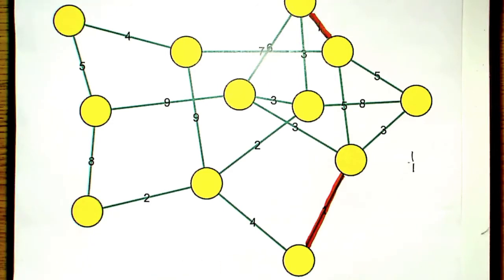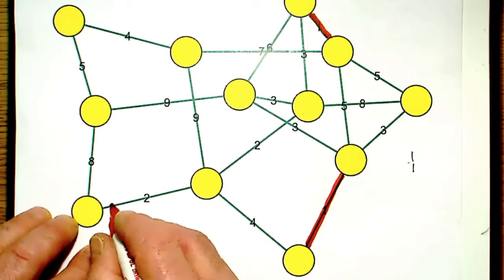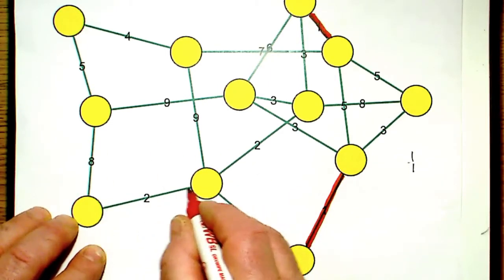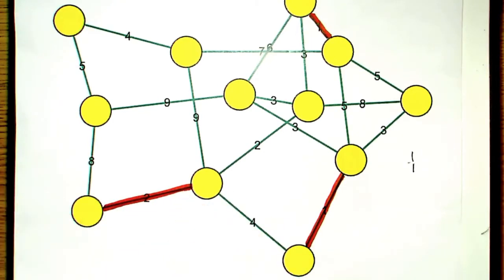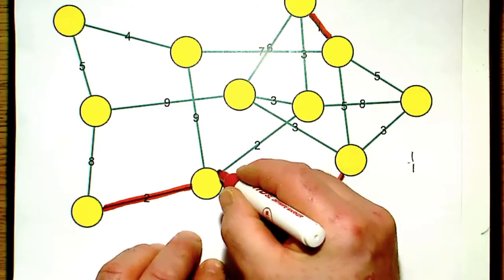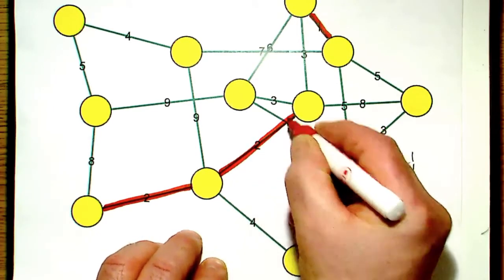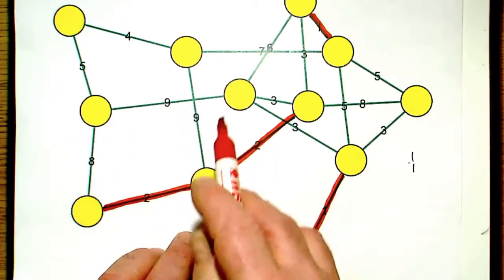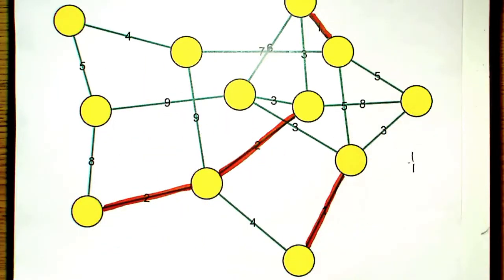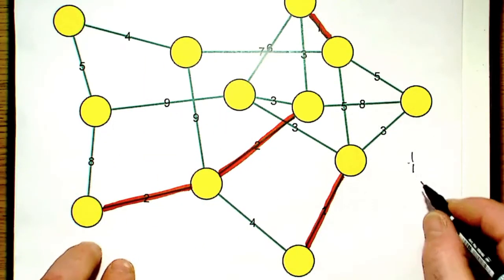Now we look for edges of weight 2. We can add them in any order. As I said before, if they're joint least, we can add them in any order, as long as we don't get a cycle. So we can start with that one on the left. We can add this one here. No problem there. Are there any other 2s? I don't think so. So we've added a couple of 2s.